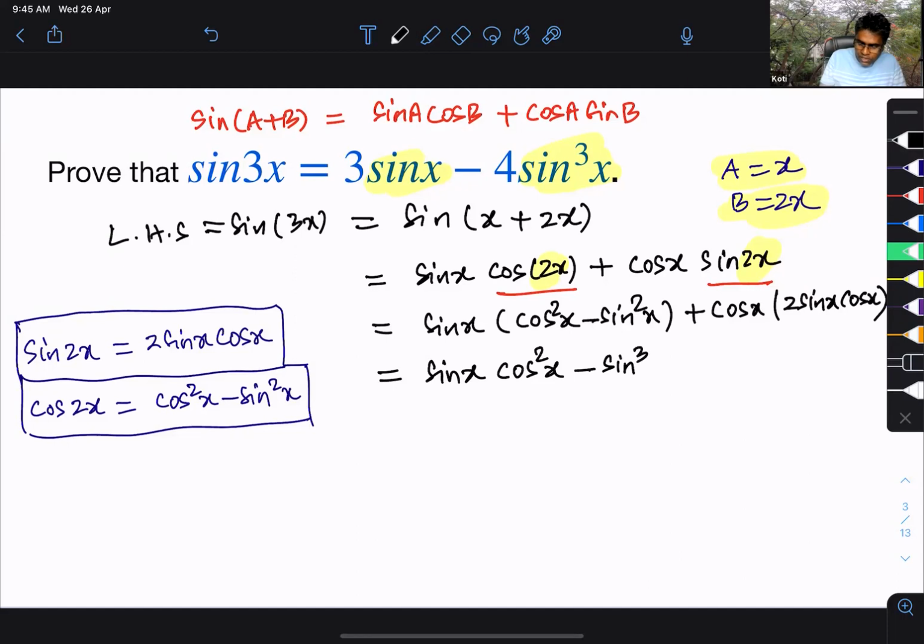I hope you guys are getting used to this way of writing. Here we don't write sine x whole cube. We write sine cube x. It means the same thing. It is basically sine x raised to 3. Plus, in the second term, I have 2 times cos x multiplied by cos x. So I can write that as cos square x multiplied by sine x.